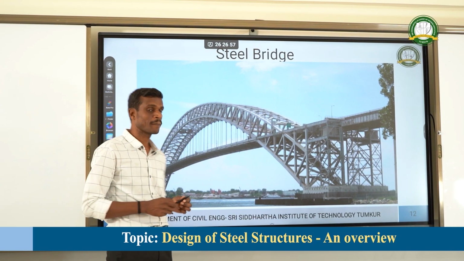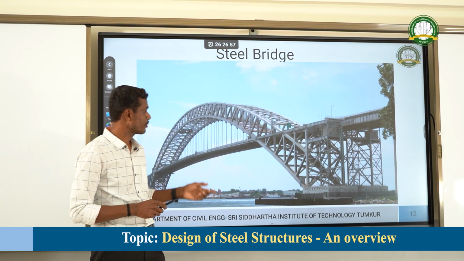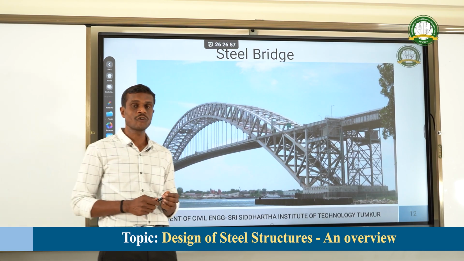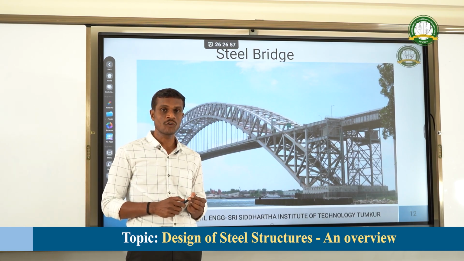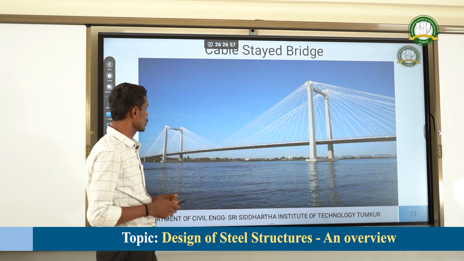So this is also an example of a steel truss bridge. In this steel truss bridge, we can come across the cantilever portion. Along with that, bracings are going to be provided. So a road bridge is also provided in this structure. So this is also a cable stayed bridge.